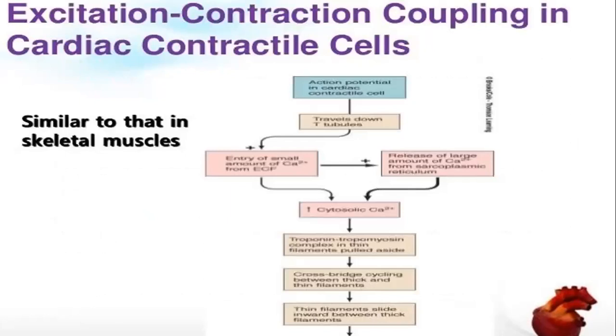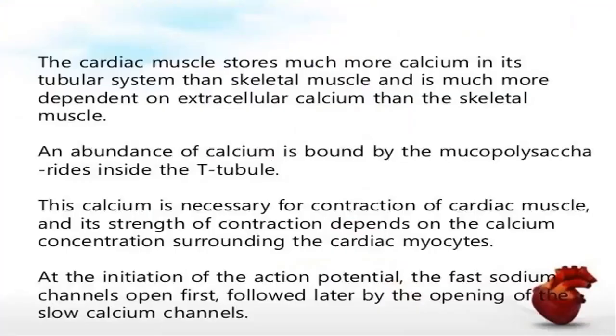Excitation contraction coupling we have discussed in the cardiac muscle is nearly similar to the skeletal muscle, but here it is electrochemical coupling, while in the skeletal muscle it is electromechanical coupling. Then we have seen there is abundance of T-tubules in the cardiac muscles and they are very well developed, while the sarcoplasmic reticulum is less abundant.